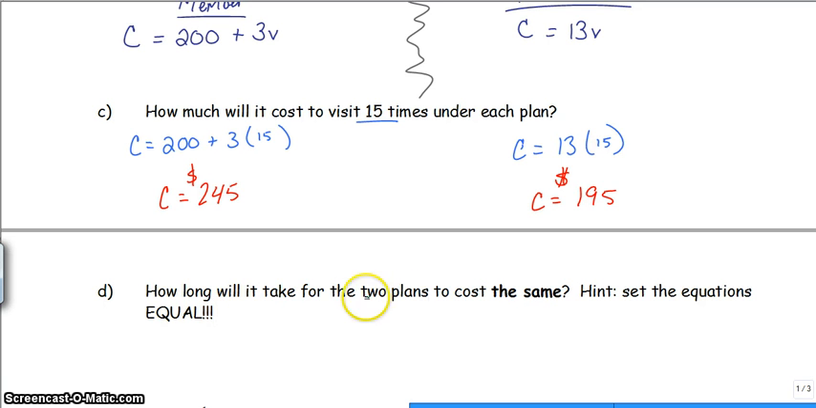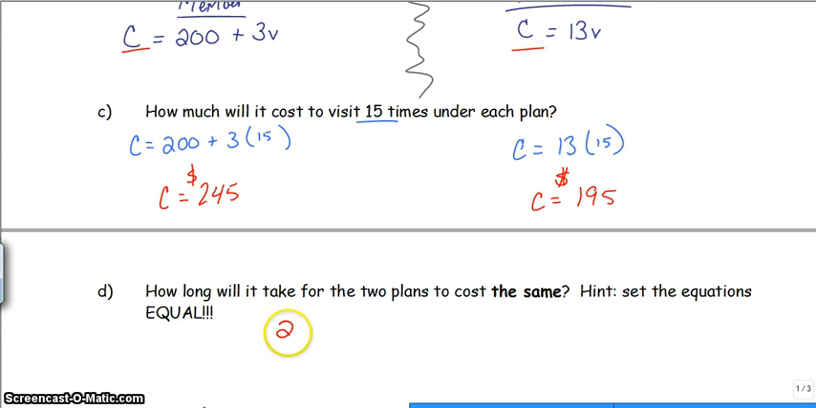It says, how long will it take for the two plans to cost the same? Hint is to set the equations equal. Why would I set the equations equal? That's right, because they're both cost. So I would set the cost equal to each other. That'll tell me how many visits where it wouldn't matter if I'm a member or a non-member.